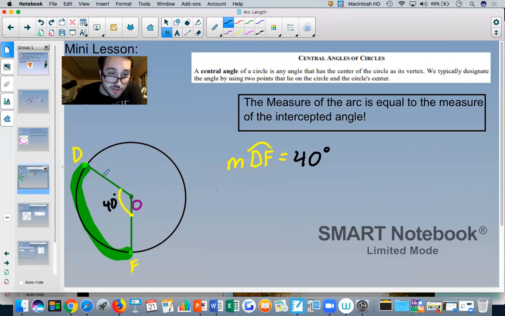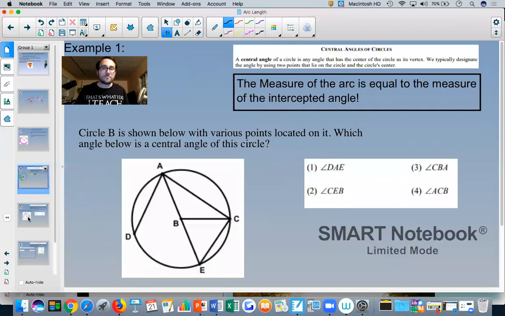So central angles look like this, where the vertex is the center of the circle. And if I were to ask you what is the measure of the intercepted arc, you see how the rays of these angles intersect the circle? Well, the intercepted arc is this green highlighted piece. If I tell you that the angle is 40 degrees, then the measure of the arc is 40 degrees as well. So it matches. There's nothing else that's different. So let's do 2 examples.